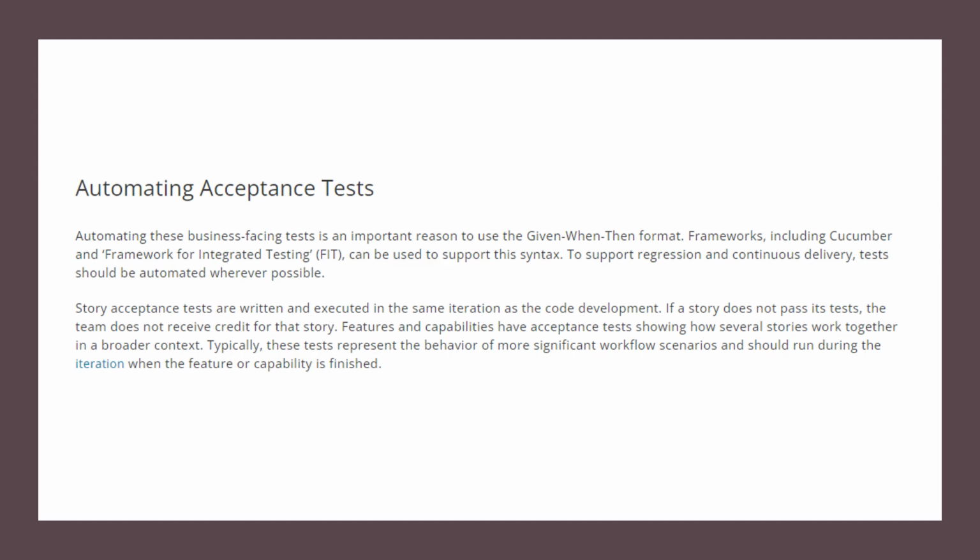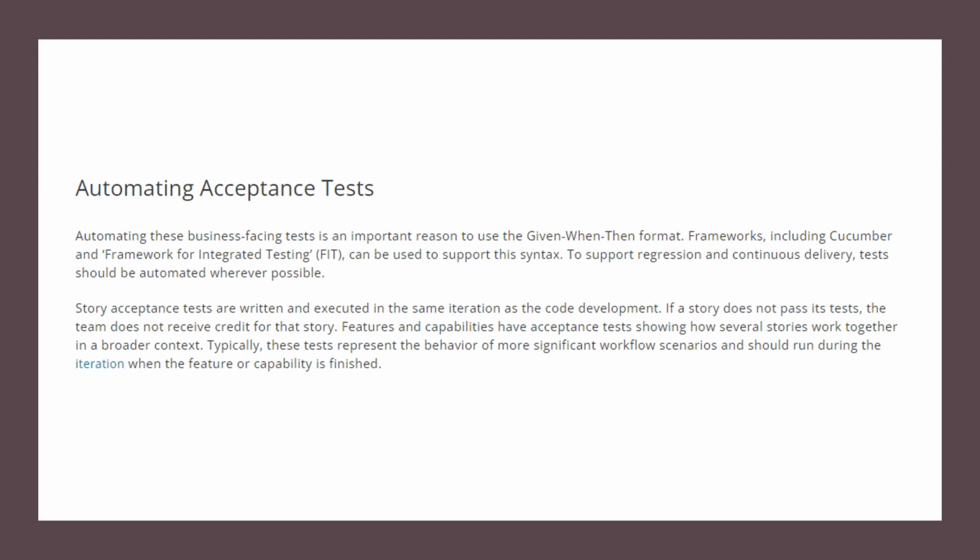Automating acceptance tests. Automating this business facing test is an important reason to use the given when then format. Frameworks including Cucumber and Framework for Integrated Testing can be used to support this syntax. To support regression and continuous delivery, tests should be automated whenever possible. Story acceptance tests are written and executed in the same iteration as the code development. If a story does not pass its test, the team does not receive the credit for the story.